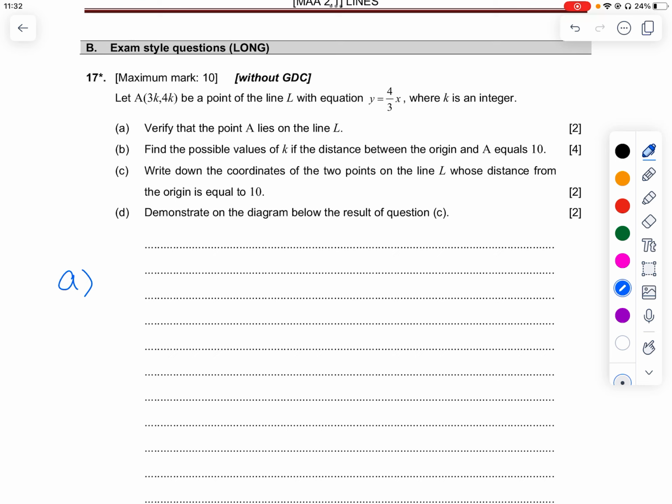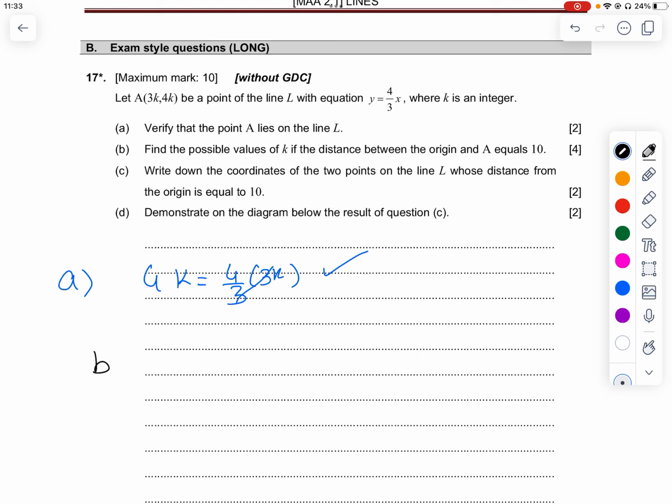Plug in 4k equals 4 upon 3 times 3k. 3 cancels, 4k equals 4k, therefore it lies on the line. Find the possible value of k if the distance between the origin and A equals 10.